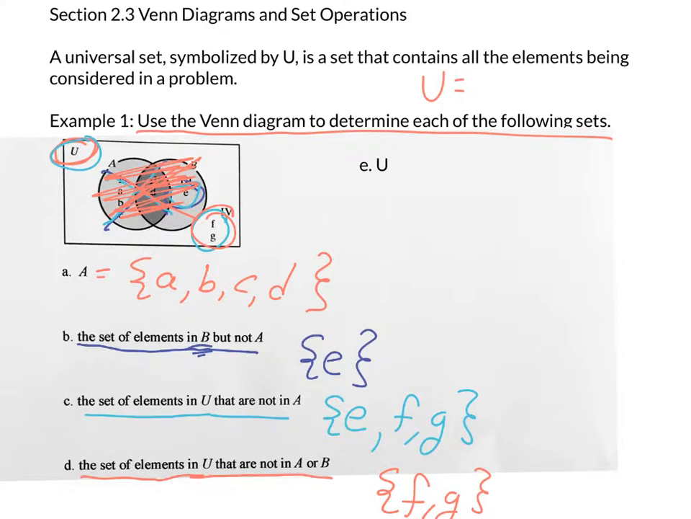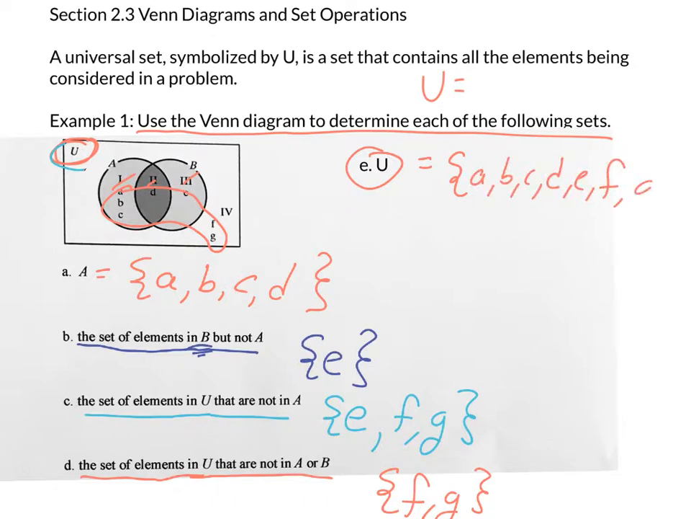And then finally, I didn't have enough room to put it on the bottom, so I put it over here. They want you to type in the universal set. That's all the elements that are in the box in any order. So that's a through g: a, b, c, d, e, f, g is the universal set. Those are all the possible answers that you could have. Final answer.